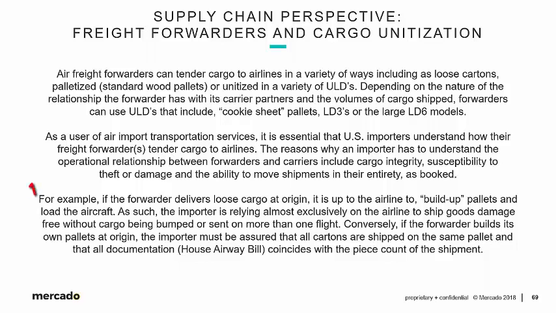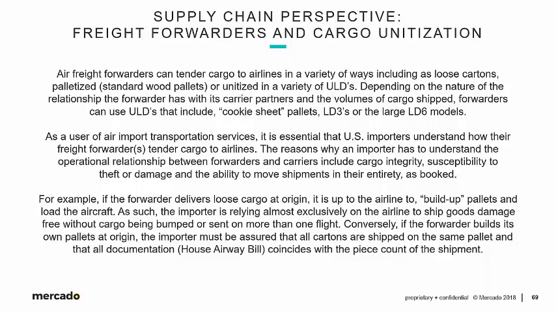Last paragraph. For example, if the forwarder delivers loose cargo at origin, it is up to the airline to build up pallets and load the aircraft. As such, the importer is relying almost exclusively on the airline to ship goods damage-free without cargo being bumped or sent on more than one flight. Conversely, if the forwarder builds its own pallets or containers at origin, the importer must be assured that all cartons are shipped on the same pallet and that all documentation, that house airway bill that we'll be talking about in just a bit, coincides with the piece count of the shipment.